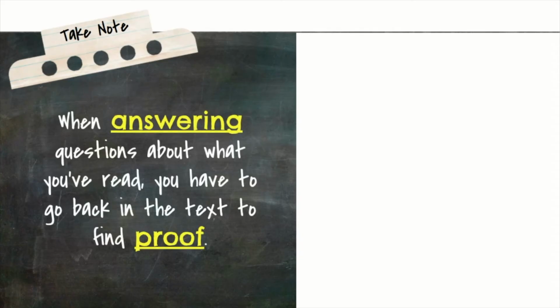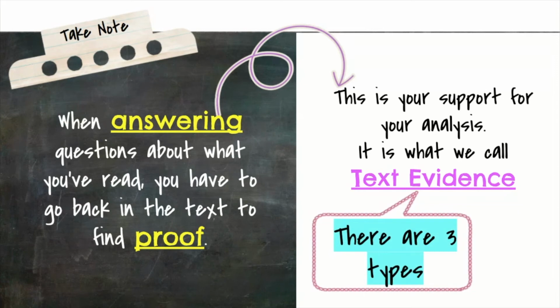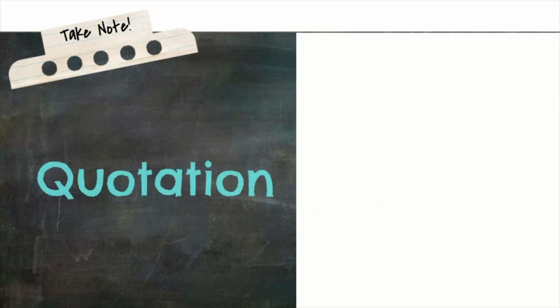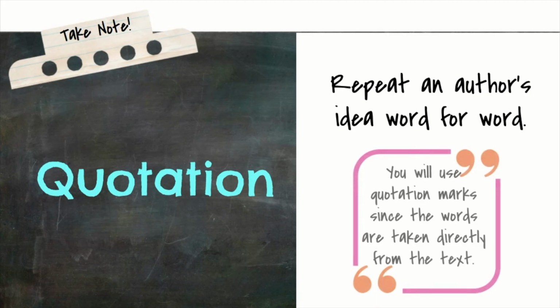When answering questions about what you read, you have to go back to the text to find proof. Back it up, friends. Back it up. This is your support for your analysis, and it's what we call text evidence. There are three ways to do it. First, and my favorite probably, is a direct quotation. You repeat an author's idea word for word. For this, you will use quotation marks since the words are taken directly from the text. So you put them in those quotation marks.